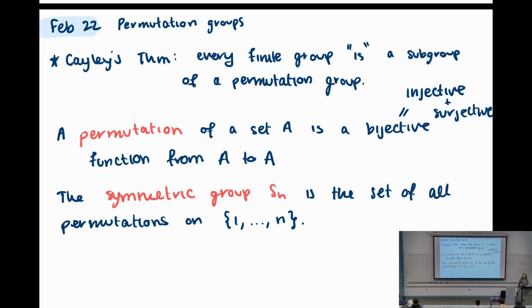Yeah, do you have a question? I'm wondering why it's called a symmetric group. I guess because it's giving you all of the symmetries of n things. Yeah. Other questions?